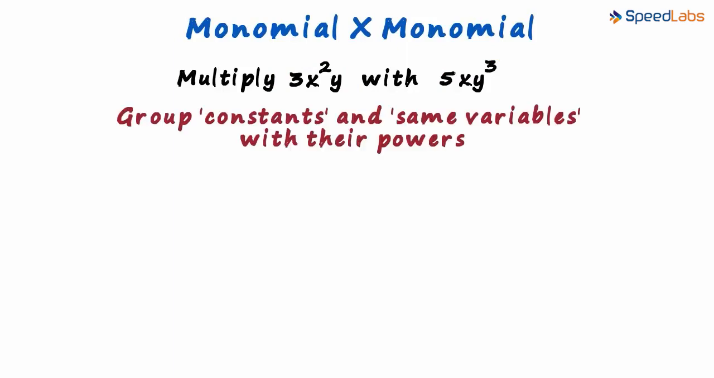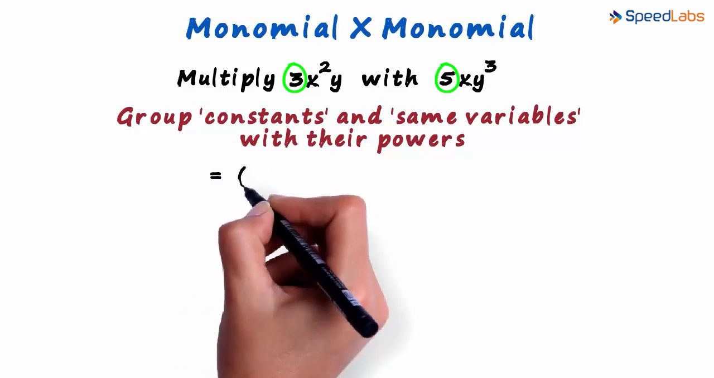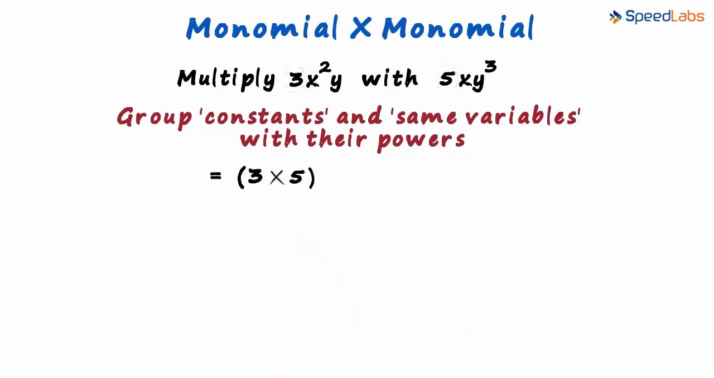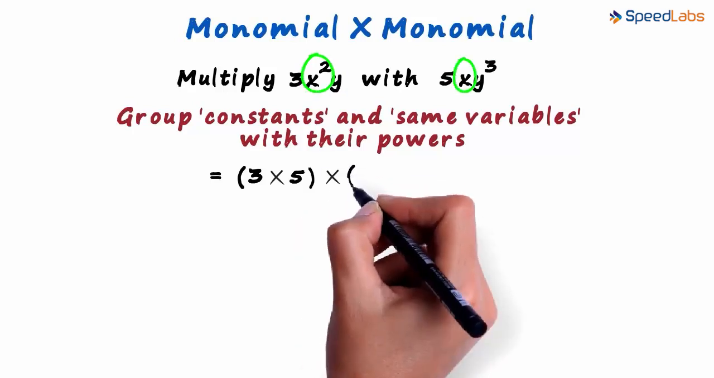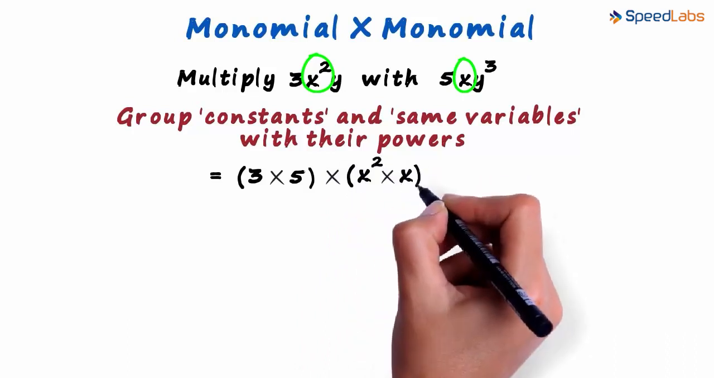We group constants and same variables with their powers. What does that mean? We have 3 and 5 as the constants here. So the first group will be 3 multiplied by 5. Next, we deal with the variables. Both the monomials have x and y as their variables. X squared here and x here. The next group will be x squared multiplied by x.